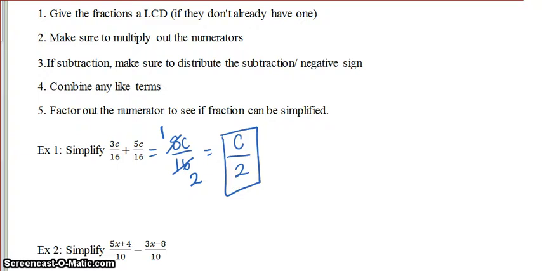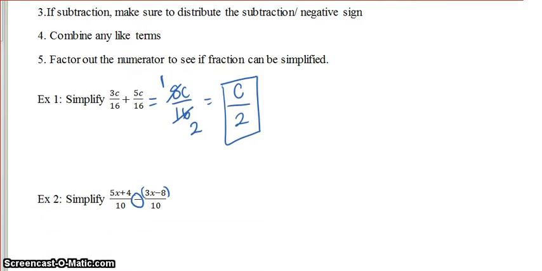Now, number 2, I'm not going to scroll down quite yet because I want to look at our steps. Give the fractions an LCD. Well, they already have an LCD of 10. Make sure to multiply out the numerators. There's nothing to multiply out. But if it's subtraction, make sure to distribute the negative or the subtraction sign. So this needs to be distributed to this whole thing right here.